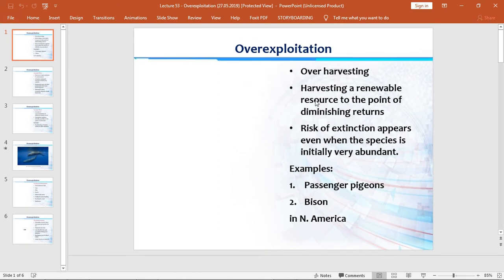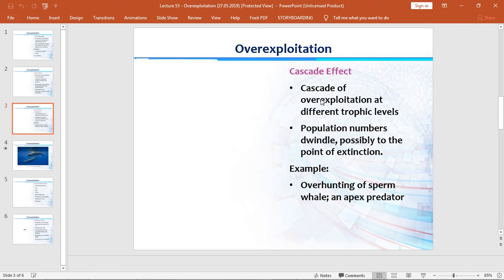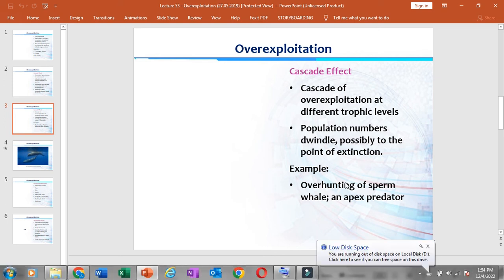Over exploitation, over harvesting: harvesting renewable resources to the point of diminishing returns. Risk of extinction appears even when the species is initially very abundant. Examples are passenger pigeon and bison in North America. Cascade effect: removal of an apex predator in the environment leads to a dramatic increase in its prey species. Unchecked prey can then over-exploit their own food resources. Shortage in food resources disturbs the whole food web. Cascade of over-exploitation at different trophic levels, population numbers dwindle possibly to the point of extinction.